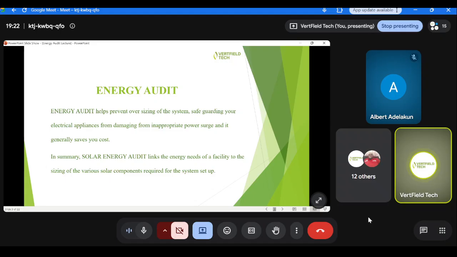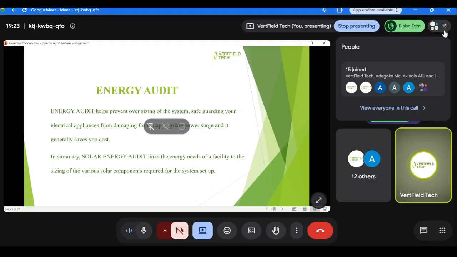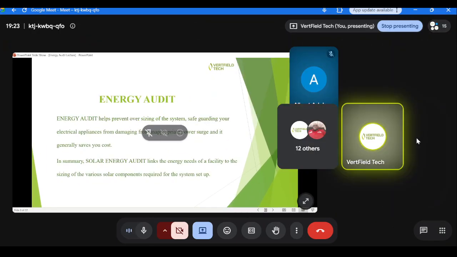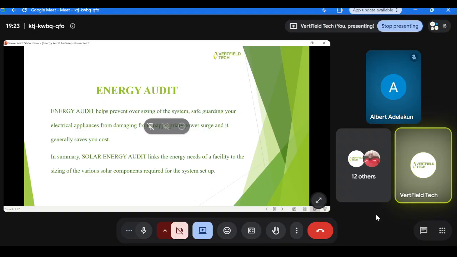So it simply means that when you deploy a 10 kVA system into that facility, you are going to be incurring more costs in running that project. That is why you can see here that energy audit takes care of preventing oversizing and saving you costs. So what we have just done is to connect how it saves you cost to the prevention of oversizing. In general, when you size or design your solar system, you prevent oversizing and you save your client some cost.